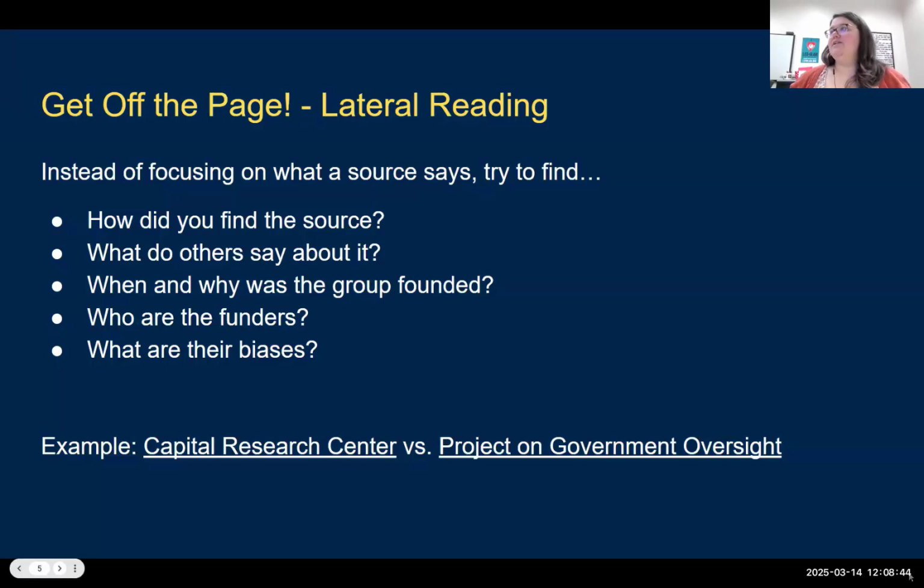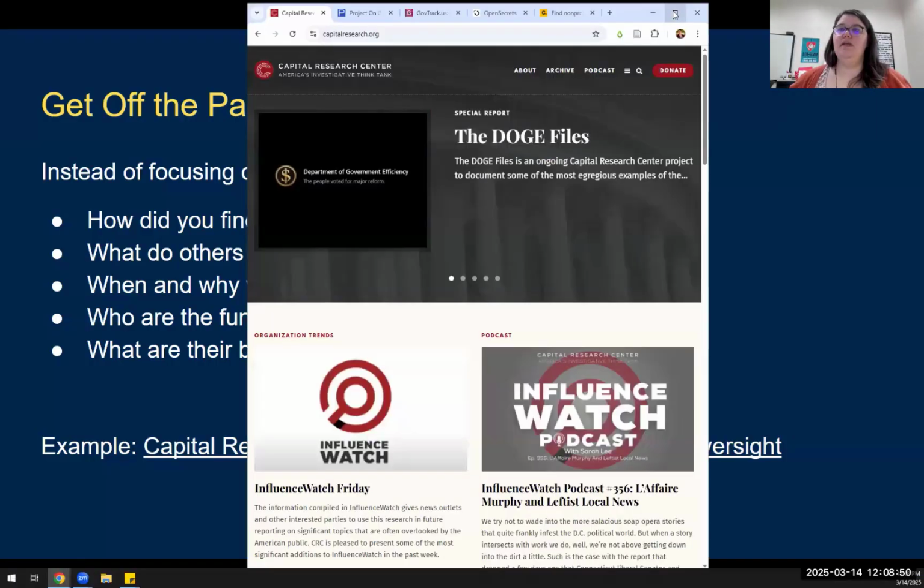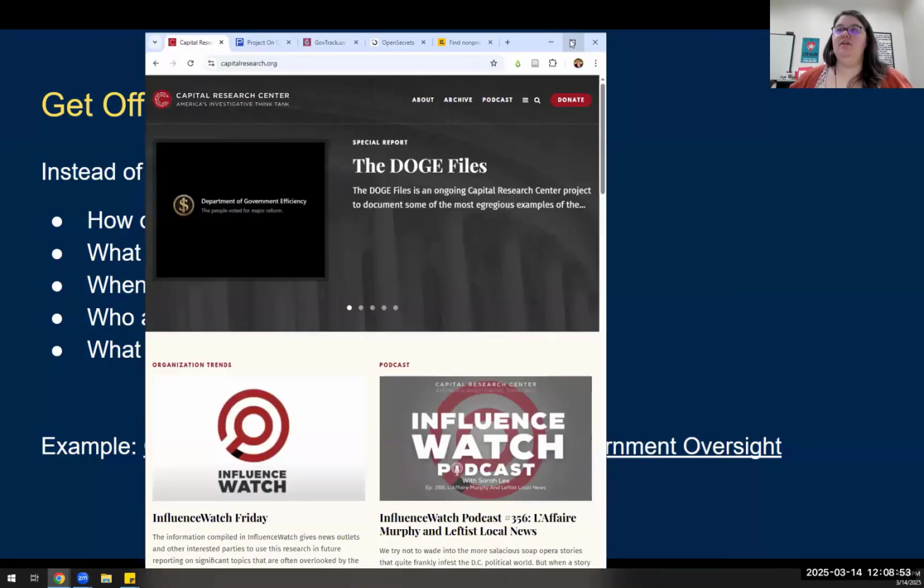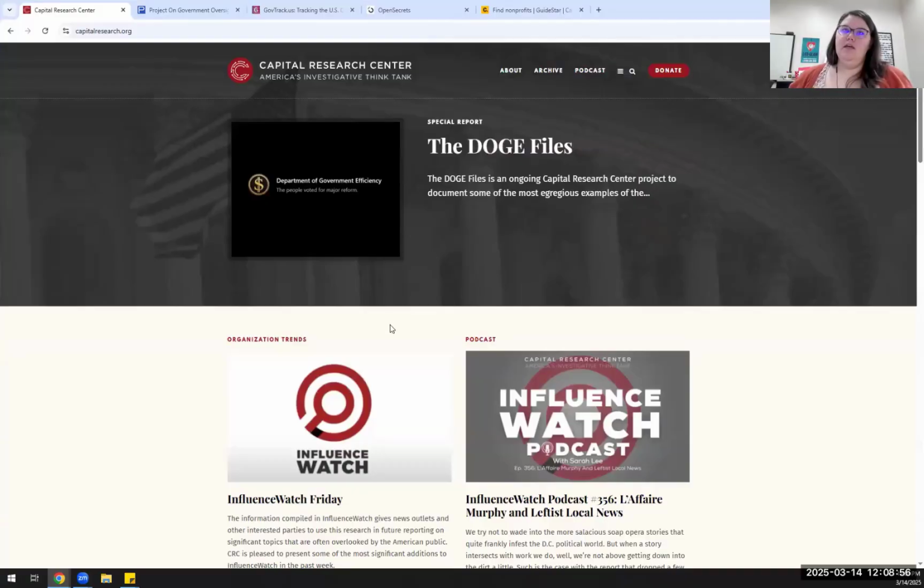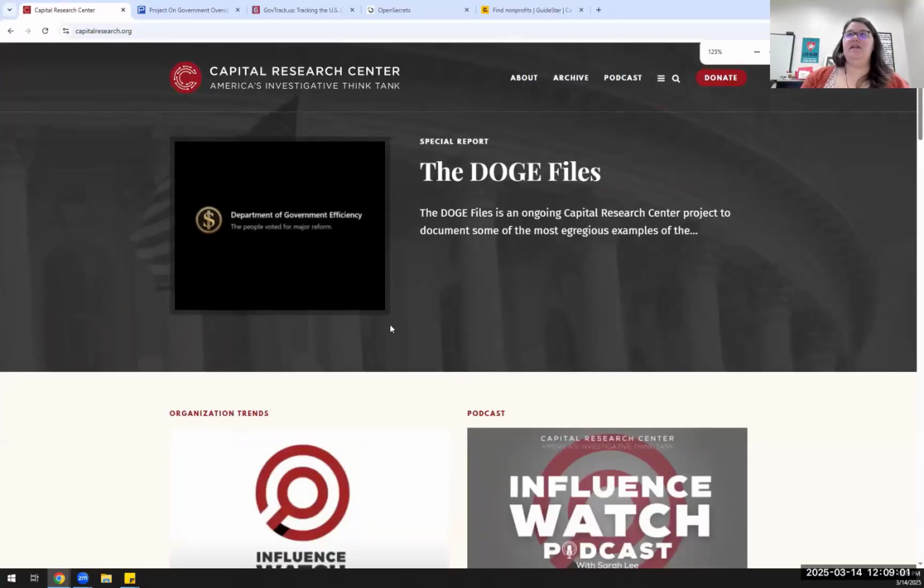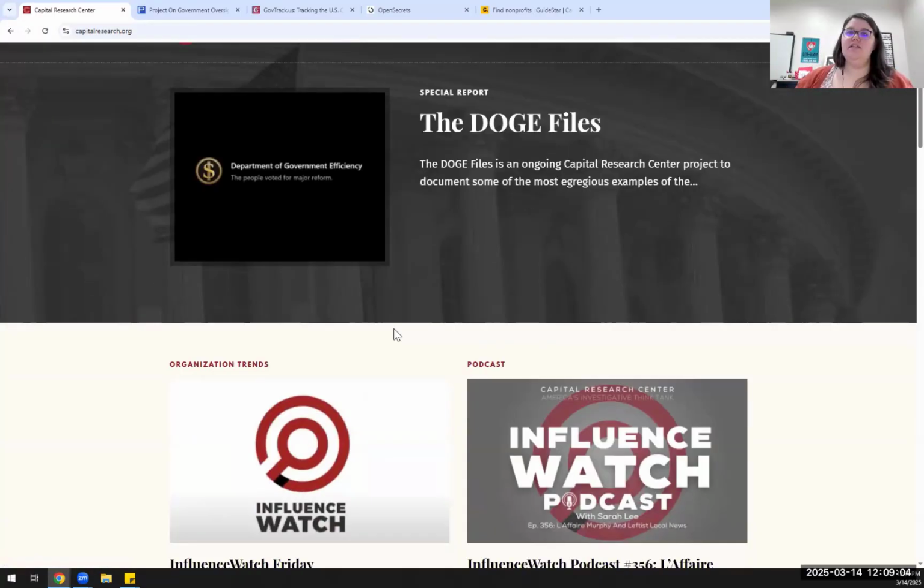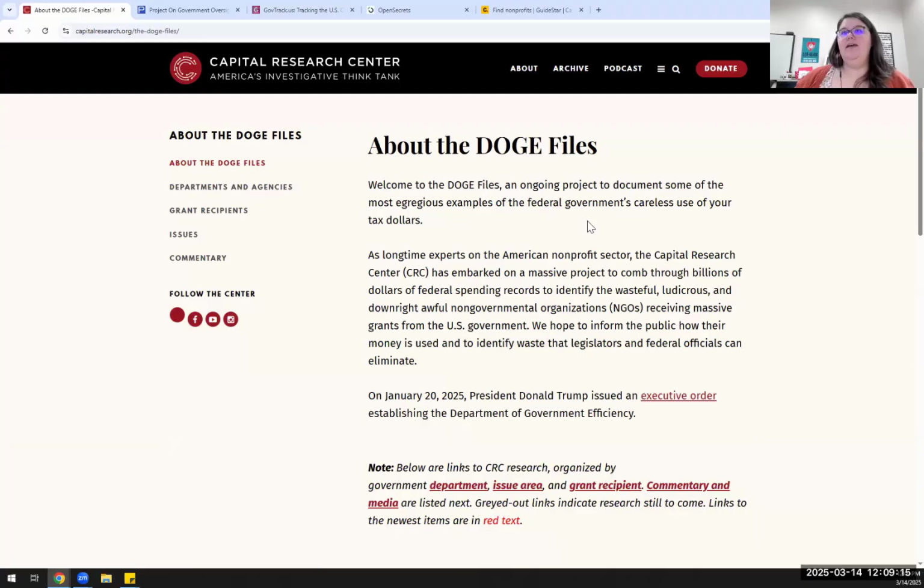So let's take a look at two so-called watchdog organizations here. Okay, so one is going to be the Capital Research Center, and the other is going to be the Project on Government Oversight. Okay, so Capital Research Center is billing itself as America's investigative think tank. Okay, and we'll see that they've got stuff about DOGE, a project to document some of those examples, and then we'd have to go into the special report to see more about this, right? And it's the federal government's careless use of your tax dollars. Okay, so you already see that it's aligning itself with DOGE a little bit here.